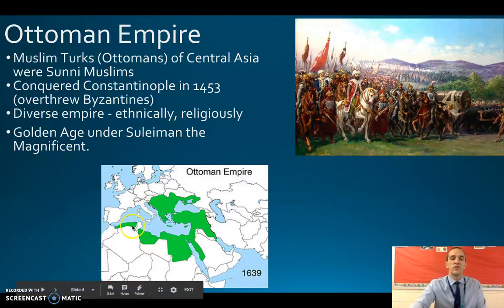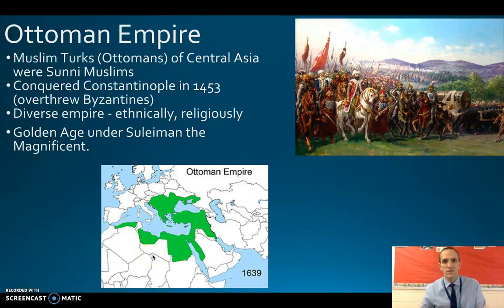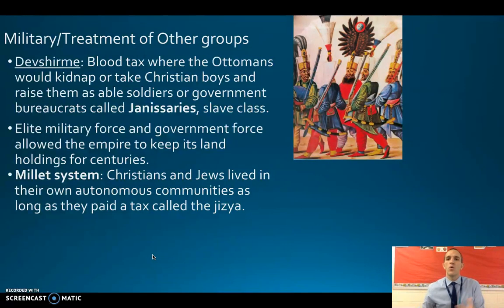And under this region, under one person named Suleiman the Magnificent, anytime you got a name like Magnificent, you know you're pretty important, like the Great or Magnificent. Anyway, Suleiman is going to create a golden age. And here's a couple things that go on under the Ottoman Empire, under Suleiman and some other emperors. One, they have something called the Devshirme.